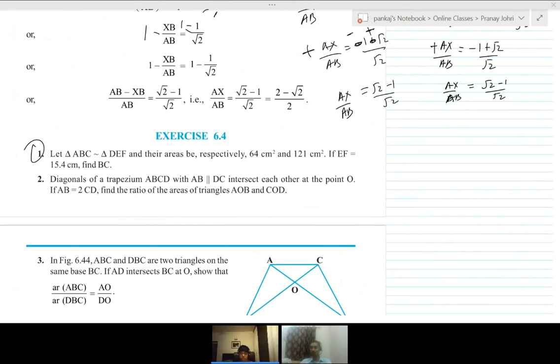Let ABC be similar to DEF and their areas respectively 64 centimeters square and 121 centimeters square. If EF is equal to 50.4 centimeters, find BC. Okay. We need to be very sure what concept we will use, right? So we need to see here areas are given and sides are given. So then obviously we did the theorem just now, but in the exam we don't know where it is coming from.